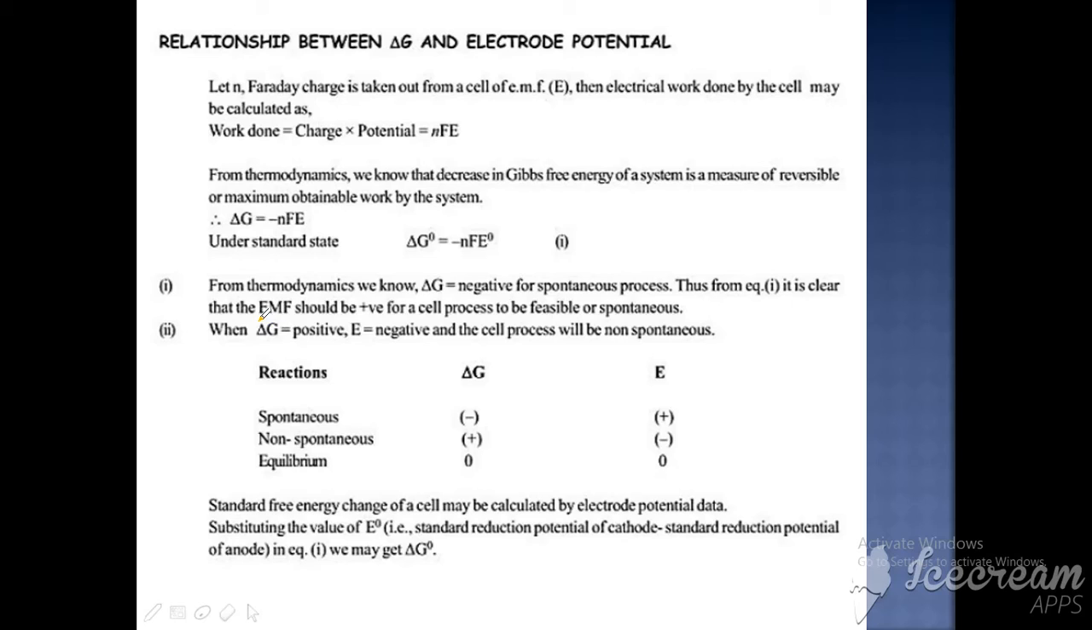Now you can see that when delta G is positive, E is negative, and the cell process will be non-spontaneous.